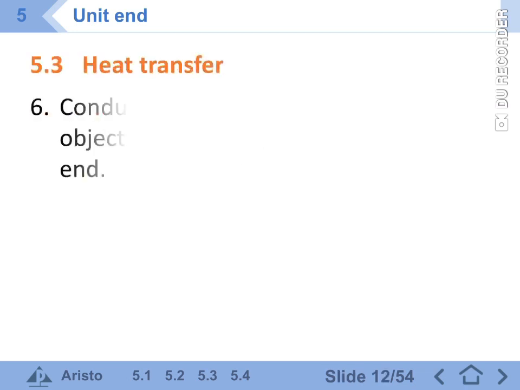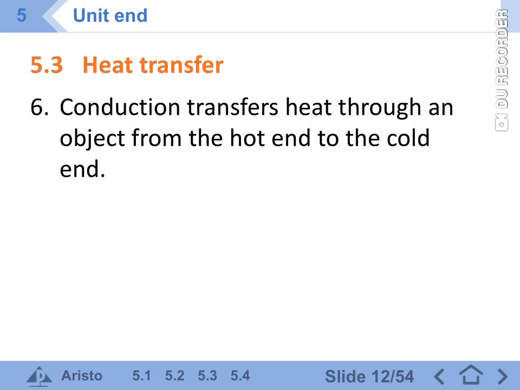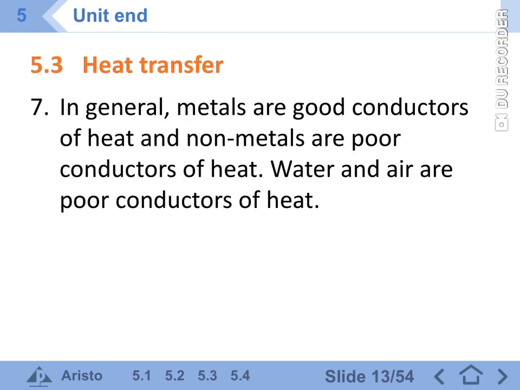Next, we move on to heat transfer. Again, there are 3 types. The first type is conduction, which conducts heat by touching, from the hot end to the colder end. One generalization is that metal is generally a good conductor of heat, and non-metals are poor conductors of heat. Water and air are poor conductors of heat. Remember that water and air are poor conductors of heat. That might be counterintuitive to what you normally see, but both of them are actually pretty poor conductors.